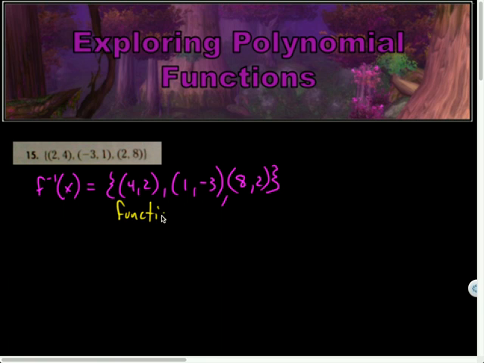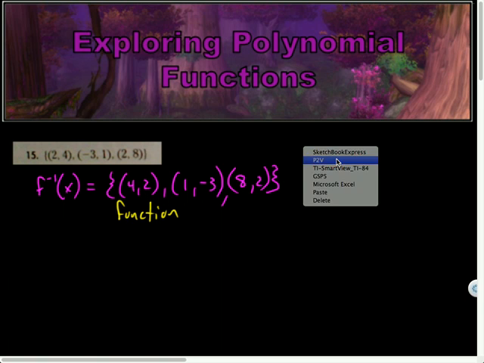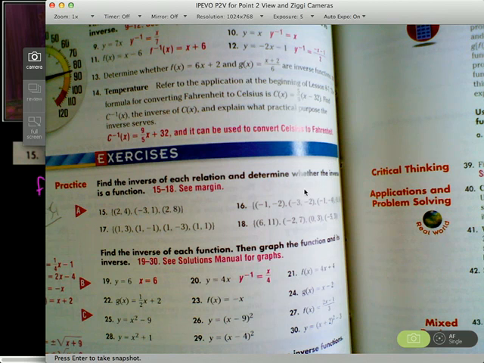Question? So I don't get how you determine if it's a function. If I also had 4 comma 7 in here, so 4 gives me 2 separate outputs, it would have failed the function test. Yep, because of the vertical line. Graphically speaking, a vertical line would have passed through both of those points.